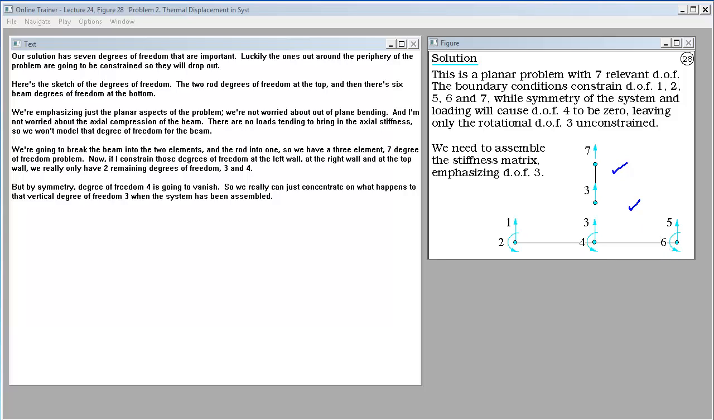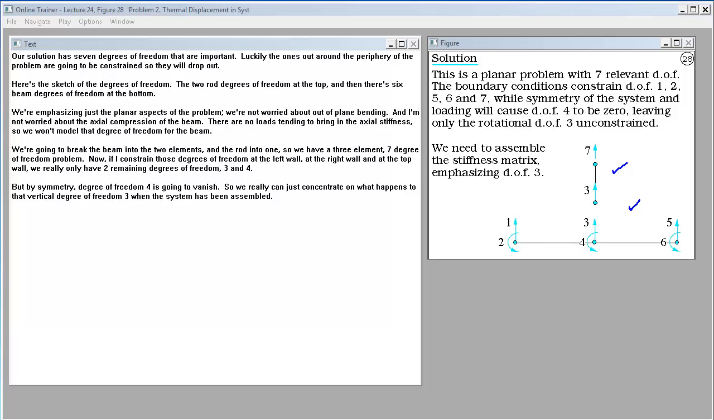And I'm not worried about the axial compression of the beam. There are no loads tending to bring in the axial stiffness, so we won't model that degree of freedom for the beam. We're going to break the beam into the 2 elements and the rod into 1, so we have a 3-element, 7 degree of freedom problem.